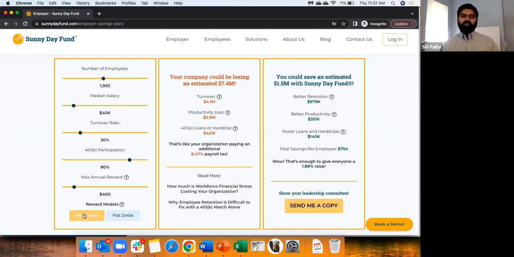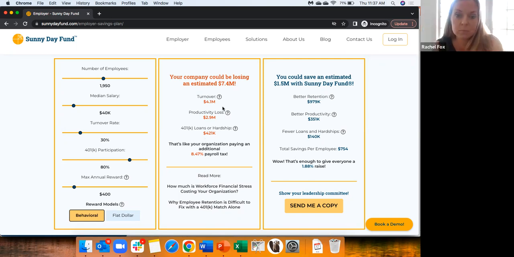I'm going to keep it at the behavioral reward model because that's what we recommend to all of our employers. That's what is changing savings behavior. The flat dollar is always an option. But as you can see, it calculates a lot of things for you: turnover, productivity loss, 401k. So I'm an employer looking at this. What is this telling me?